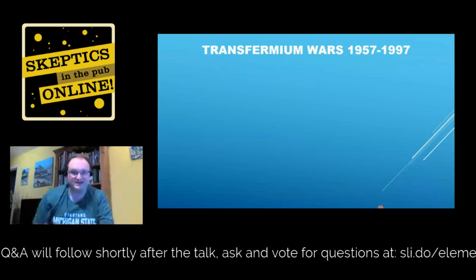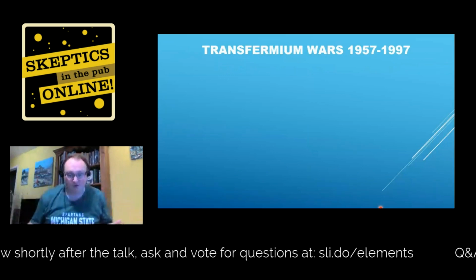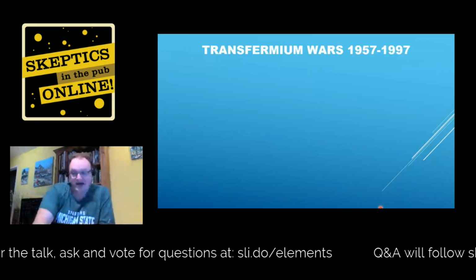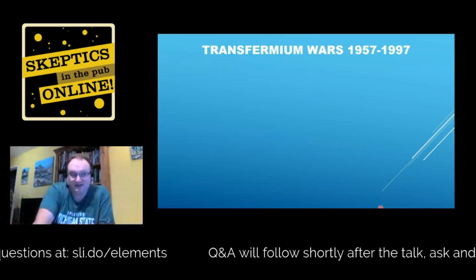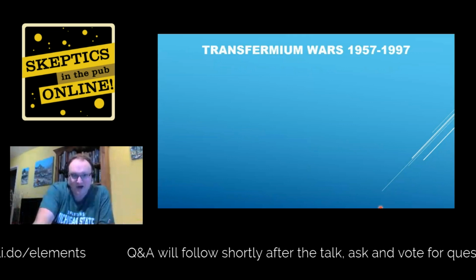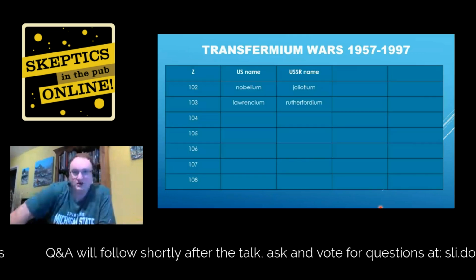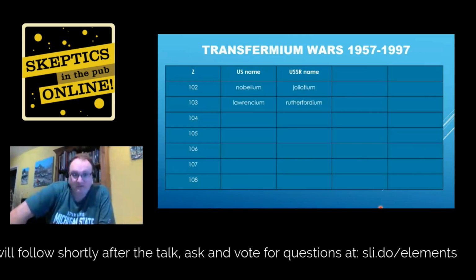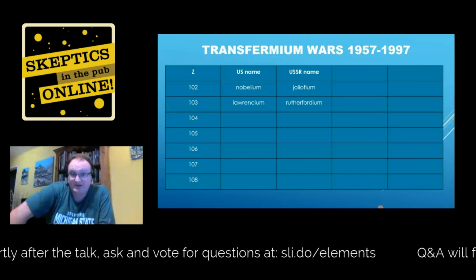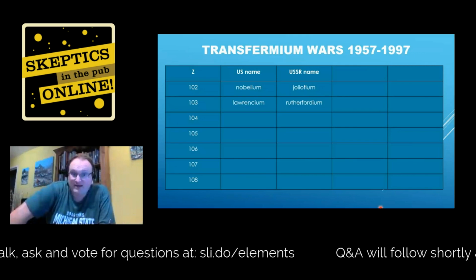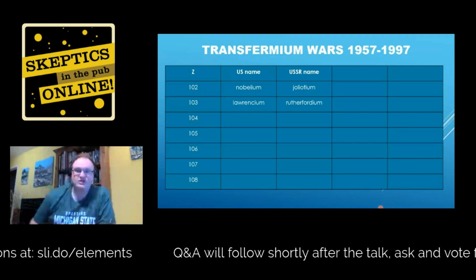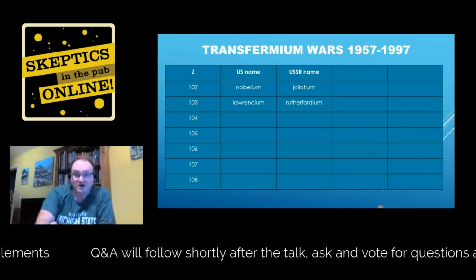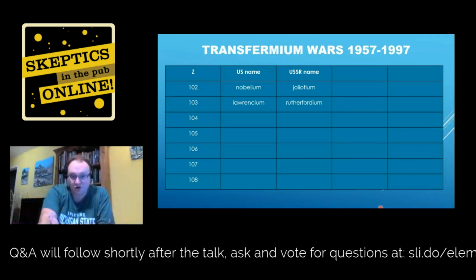And this came to a head in something called the Transfermium Wars. They lasted 40 years, during which both America and Russia, the USSR, claimed to have discovered elements. So they started calling them by their own names. Element 102 in the US was known as nobelium. 103 Lawrencium, after Ernest Lawrence, the guy who made that particle accelerator. The Russians weren't happy with that. They went with Joliotium, after a guy called Frederick Joliot-Curie.